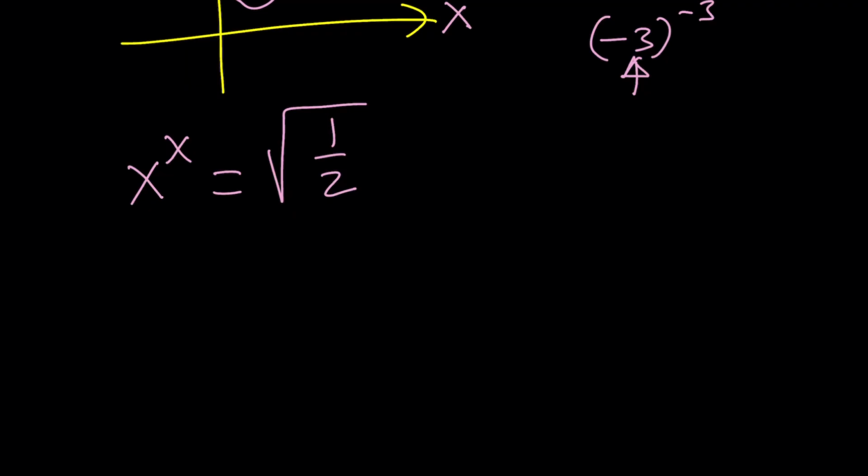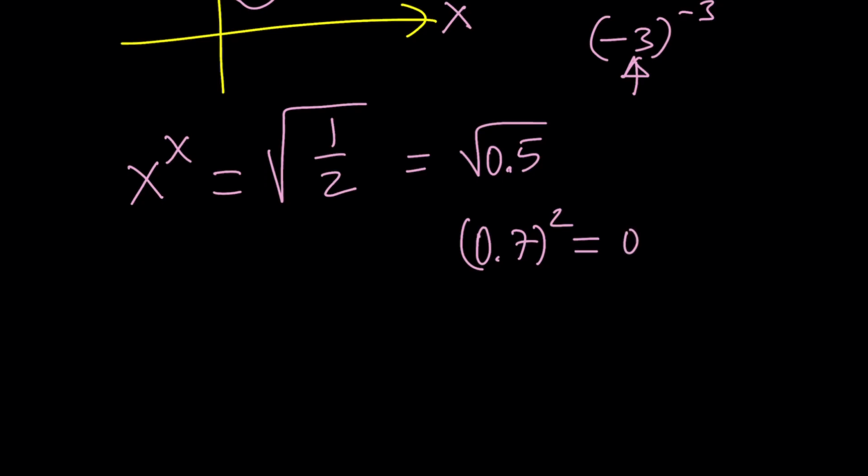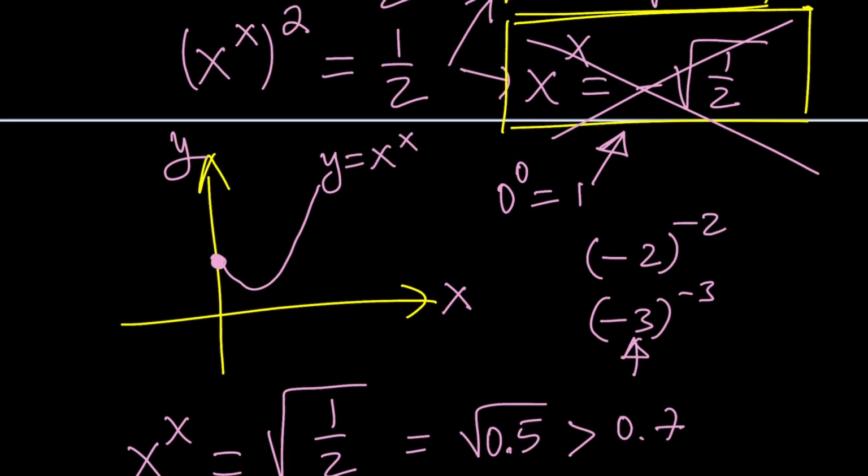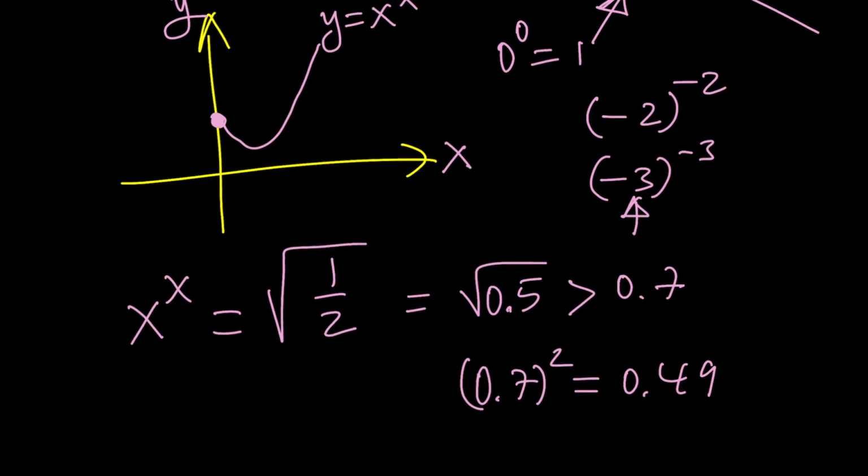Well, 1/2 is about 0.5. If you think about it, this is the square root of 0.5. And if you square 0.7, you get 0.49, right? So the square root of 0.5 is definitely greater than 0.7, but it's close. So we are kind of looking at a y value that is less than 1. And that's important because this is where y equals 1 lives.